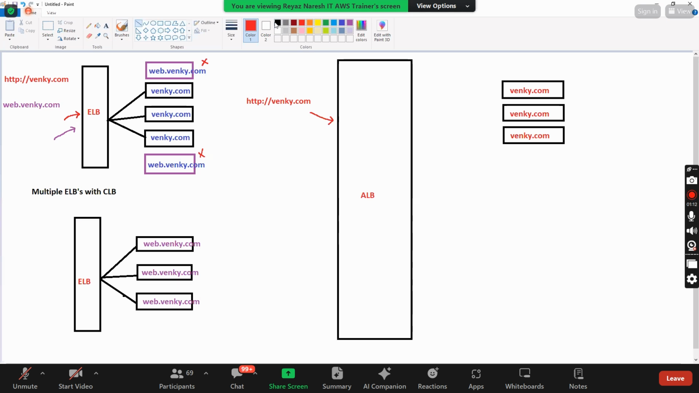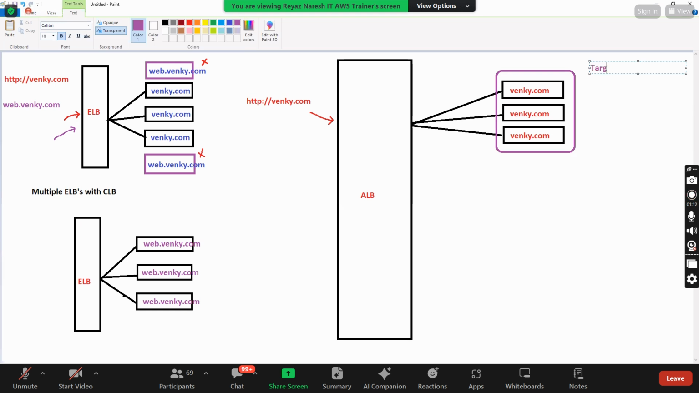So see here, very important. The load balancer is sending like this. The main thing with the application load balancer is that here we create something called a target group. What is that? Very, very important. What do we create here? A target group. So we can create a target group.